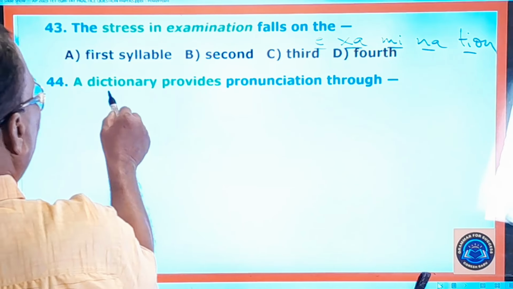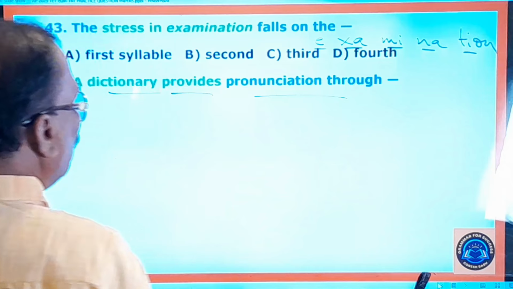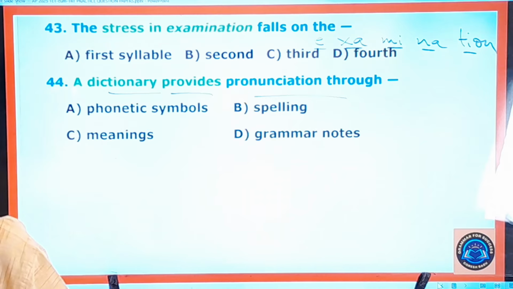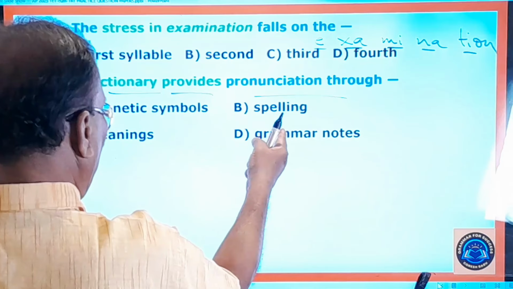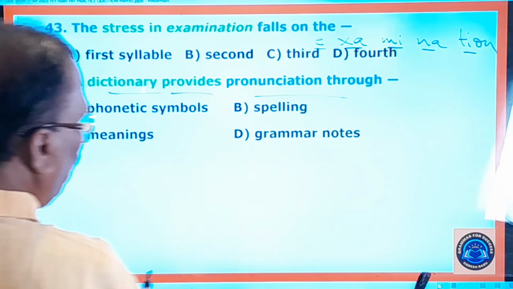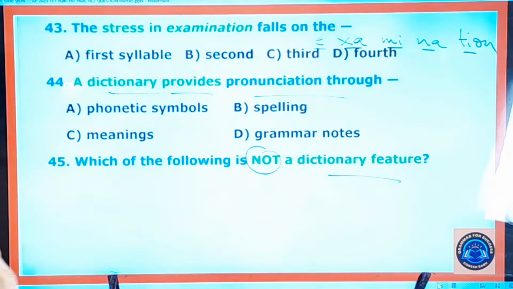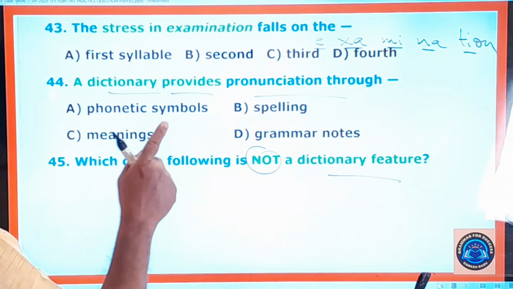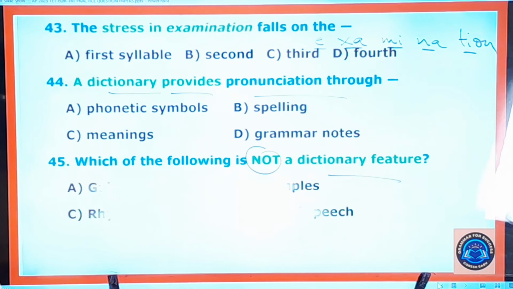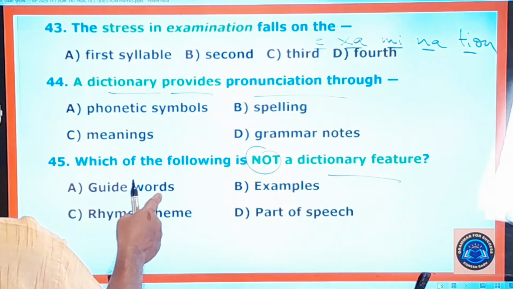44th question. A dictionary provides pronunciation through what? Phonetic symbols, spelling, meanings, grammar notes. Okay, you go to the next question. 45th one. Which of the following is not a dictionary feature? Here you pay attention. Guide words, examples, rhyme scheme, part of speech. What is not a dictionary feature? You know that very well, right?